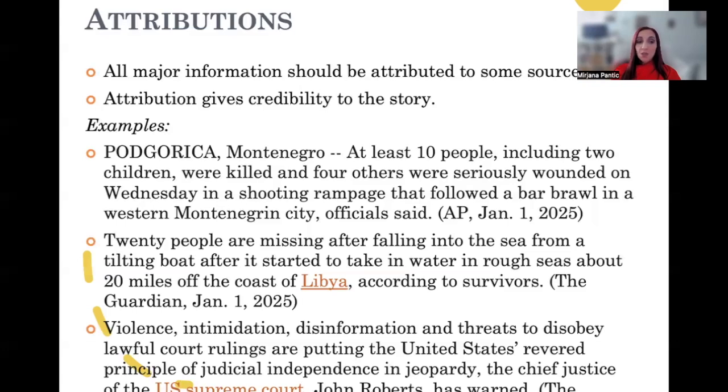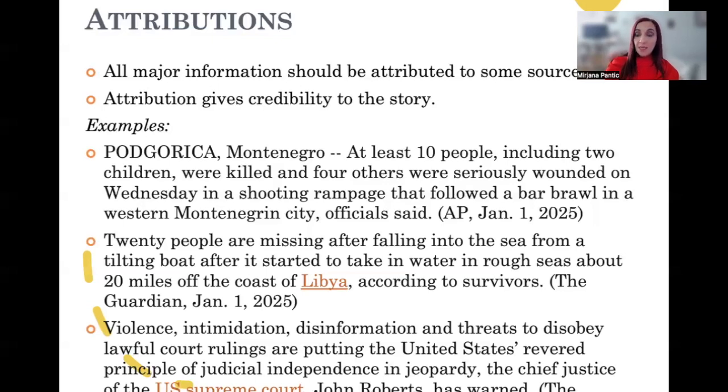The Chief Justice of the U.S. Supreme Court, John Roberts, has warned. So, who did we attribute this information to? Look at it again. Who is the source? So, the source is we learned this from the Chief Justice of the U.S. Supreme Court, John Roberts.